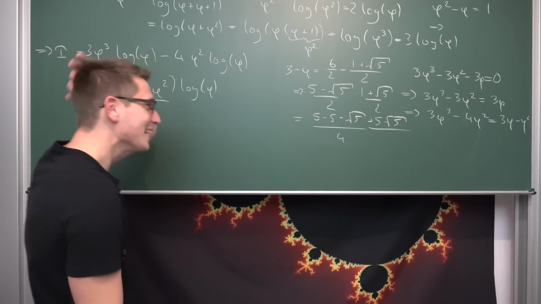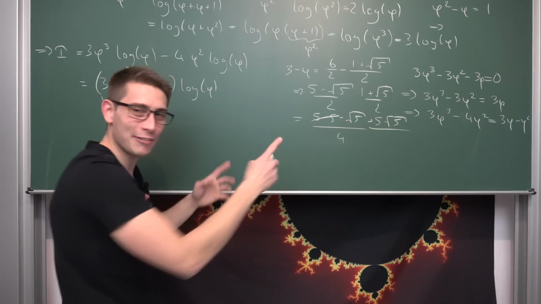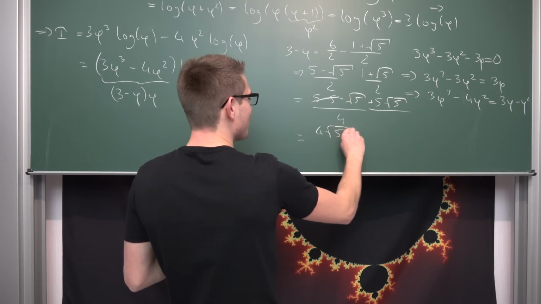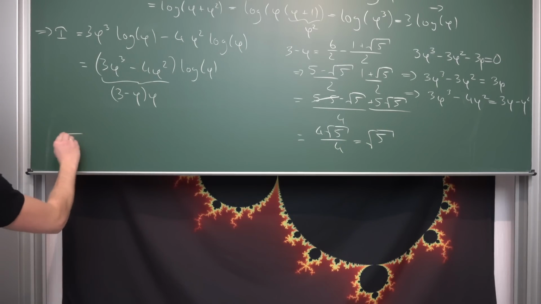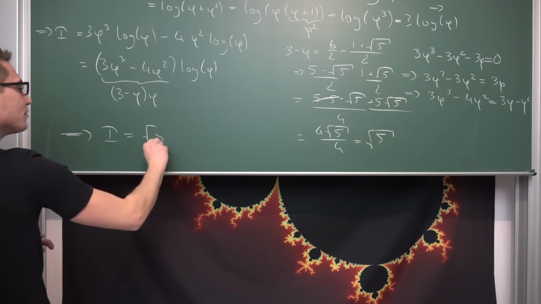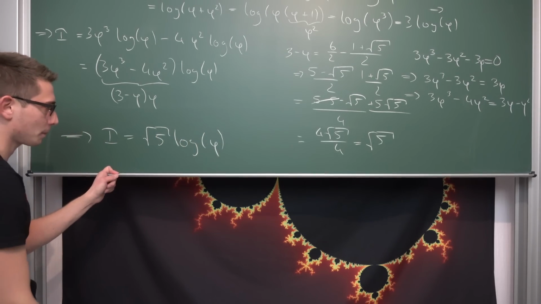Oh my goodness! Okay, this is so cool. Okay, 5 times square root of 5 minus square root of 5 is going to be 4 times square root of 5 over 4, and this is square root of 5. Meaning, our integral I probably is square root of 5 times the logarithm of the golden ratio of 5.